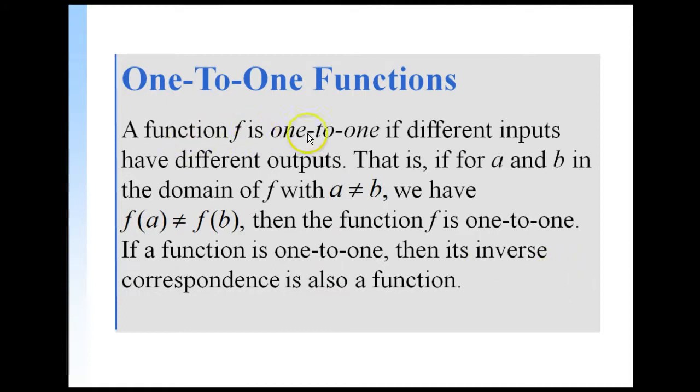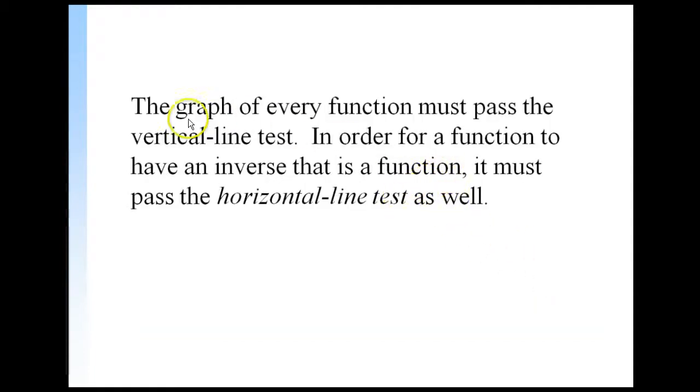A function is one-to-one if different inputs have different outputs. That is, for A and B in the domain of F, with A not equal to B, we have f(A) not equal to f(B). If a function is one-to-one, then the inverse correspondence is also a function. Again, just putting to words what we had said already. The graph of every function must pass the vertical line test. And let's do a little review of that.